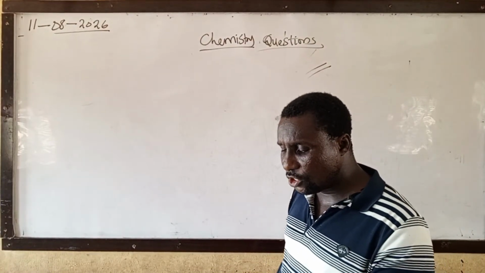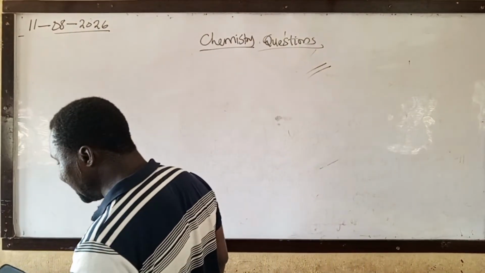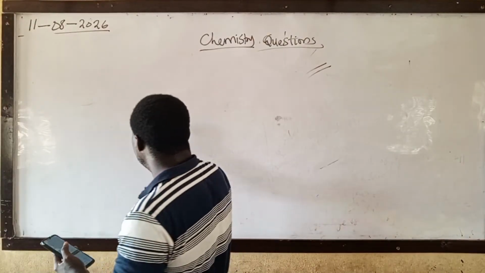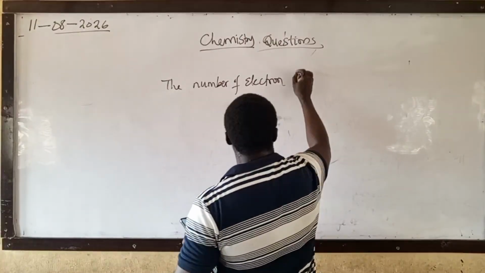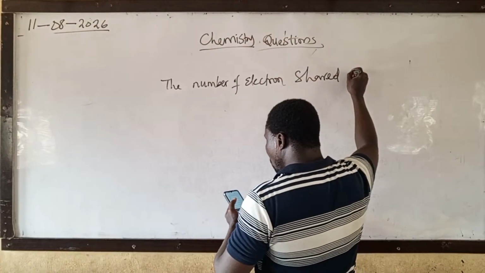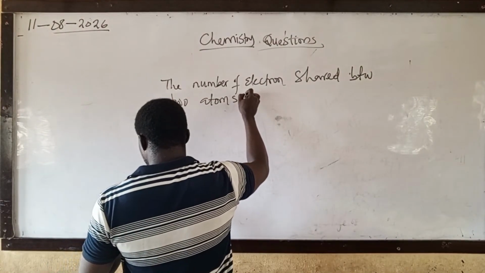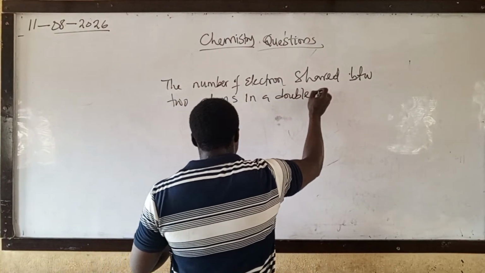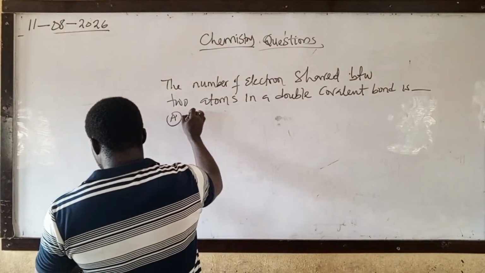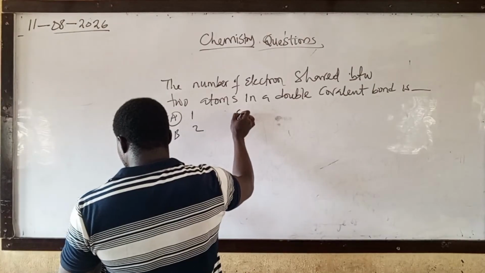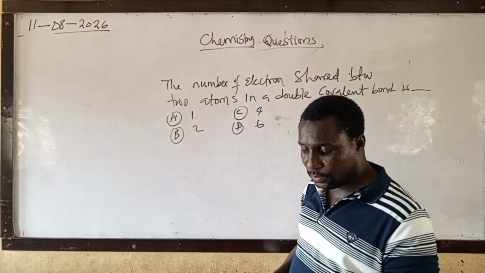The number of electrons shared between two atoms in a double covalent bond is: option A, 1; option B, 2; option C, 4; option D, 6.